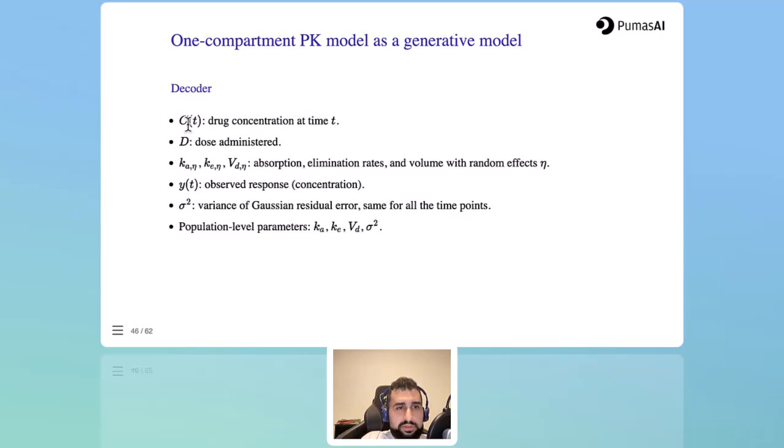So the decoder here is just to define these different quantities. C of t is the drug concentration over time, or the predicted drug concentration over time. D is the dose administered at time 0. These here are the absorption, elimination rates, and volume with the random effects taken into account, so that's after applying the random effects to the typical values. And this here would be the observed response, the actual observation at a specific point in time t. And this would be the variance parameter, which is shared for all the time points and for all the subjects as well. It's a population level parameter. And these are the population level parameters introduced in this model, right?